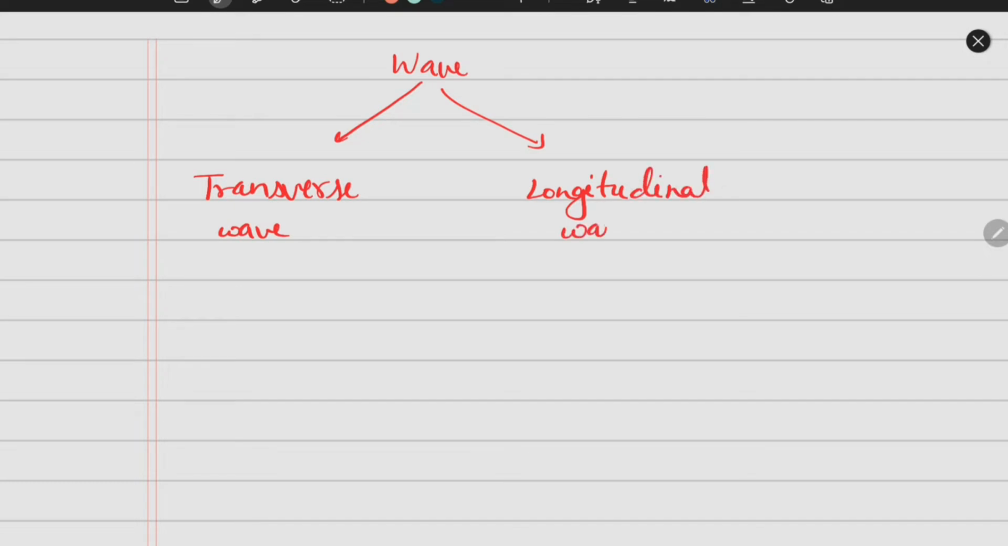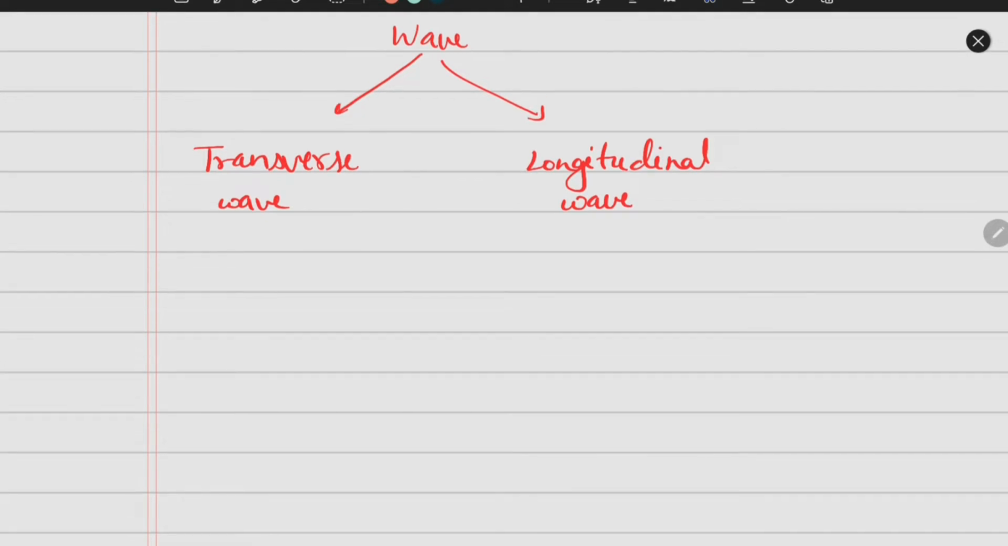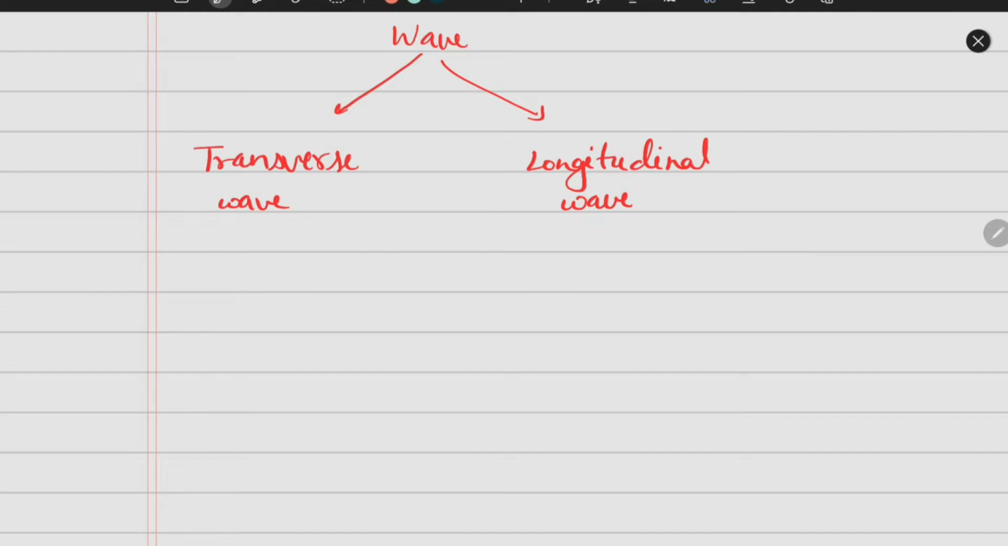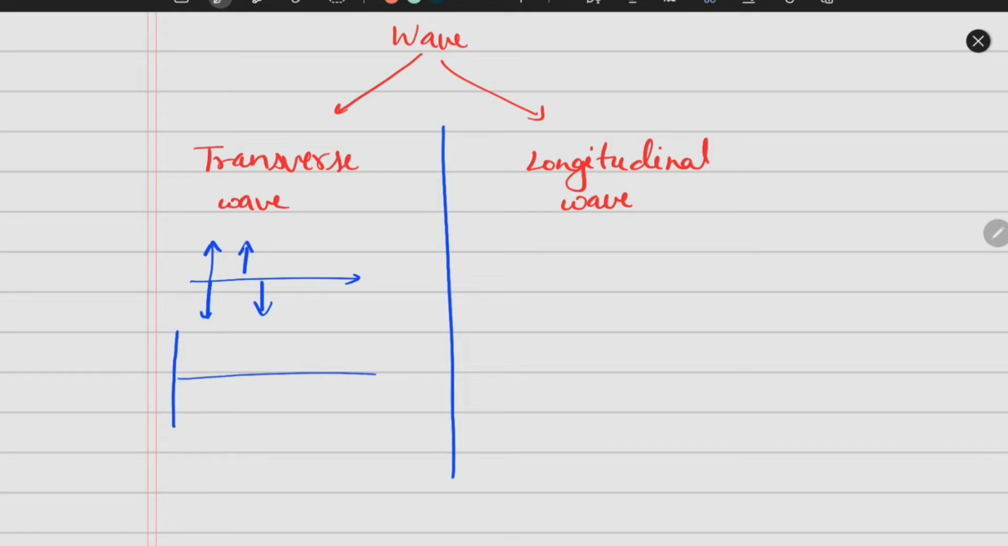So we have discussed that the transverse wave is the wave in which the displacement of the particle is perpendicular to the propagation of the wave. Suppose in the transverse wave the wave is propagating in this direction and the particle is displaced in the perpendicular direction from this. It may be in this direction, it may be in this direction. So the example of the transverse wave is an electromagnetic wave.